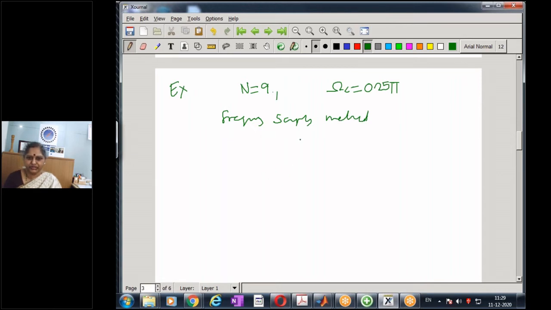So since it's a low pass filter, what we have is, say, now I'm going to take the interval minus pi to plus pi. And my cutoff is 0.25 pi. This is half, 0.25, and this is half, 0.25. So my required desired filter response is in this manner, my H of omega desired. So now I need to take my samples.